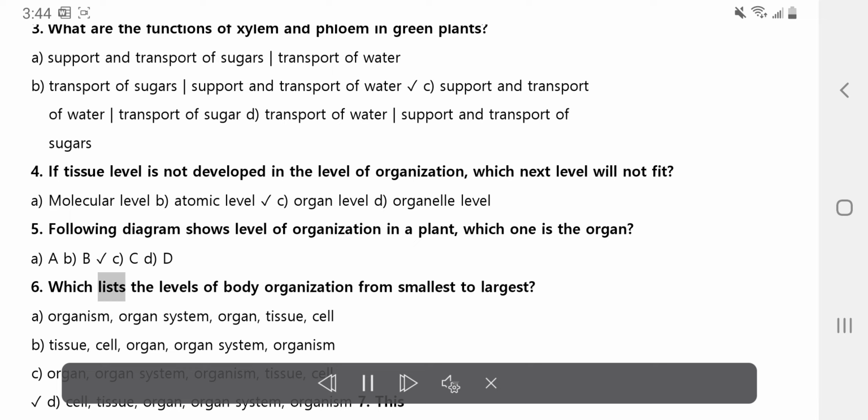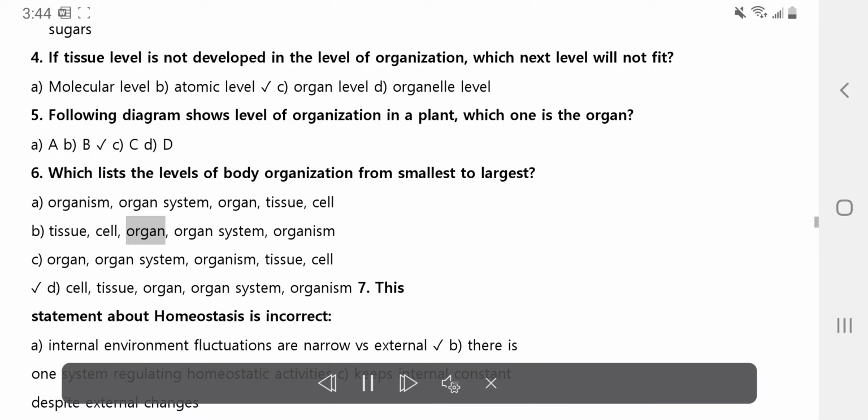6. Which lists the levels of body organization from smallest to largest? Organism, organ system, organ, tissue, cell. Tissue, cell, organ, organ system, organism. Organ, organ system, organism, tissue, cell.